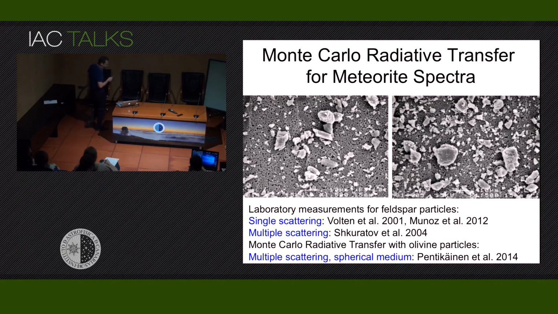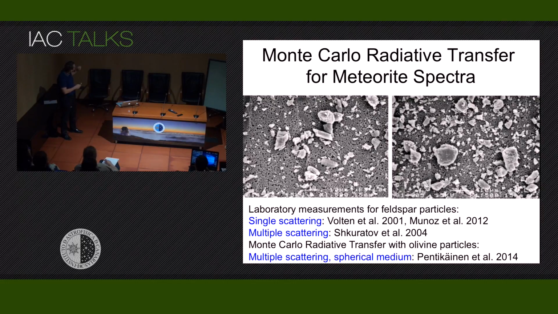Okay, so the key thing is that we wanted to start this modeling work and improve the existing models and do this in a way where we would take existing single particle properties from measurements by Olga Munoz and her colleagues in Granada, and this is, for example, an example of the feldspar measurements. These are atmospherically relevant materials. Don't worry about that. We are going to do this with olivine.